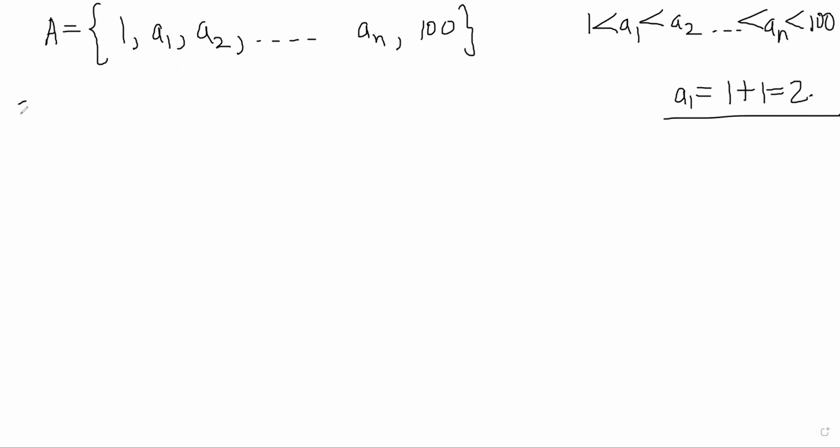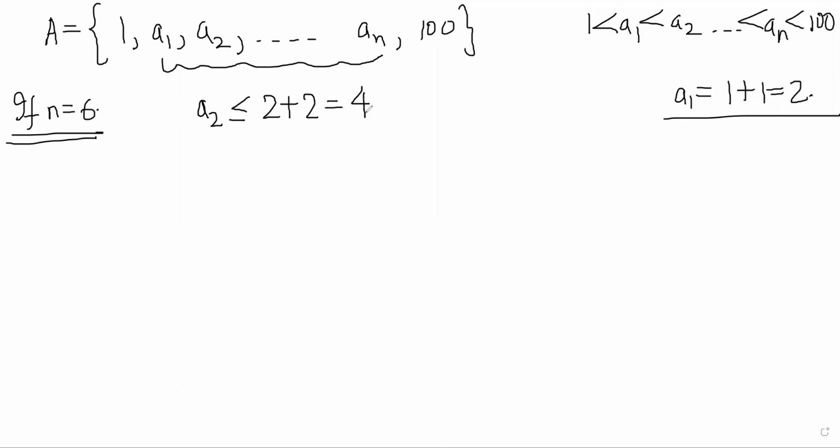Now, if N is equal to 6, the total number of elements of the A set becomes 8, because 6 here and 1 and 100 are already part of A. If N is equal to 6, we can say that A2 should be less than or equal to 2 plus 2, equal to 4. A2 is less than or equal to 2 plus 2 because what were the options for A2? A2 could have been A1 plus 1, which is 2 plus 1, 3, or A1 plus A1, which is 4. So A2 has to be less than or equal to 4.